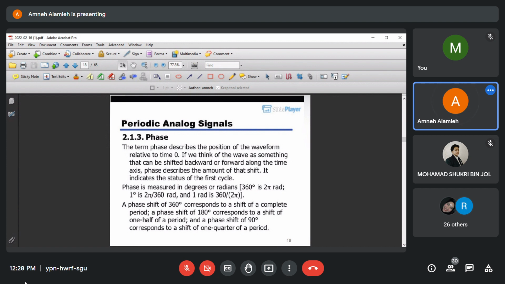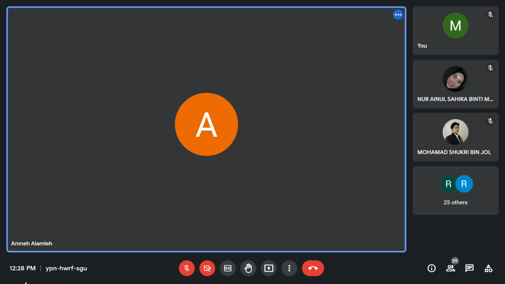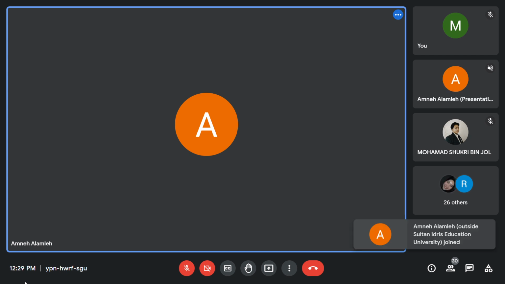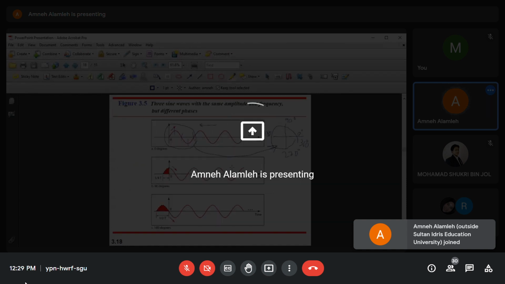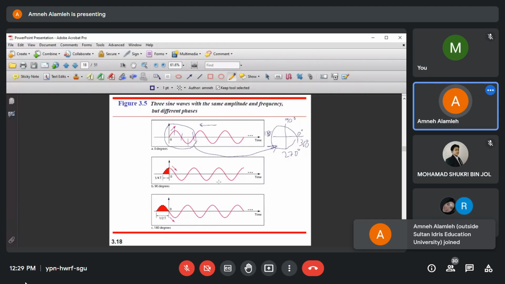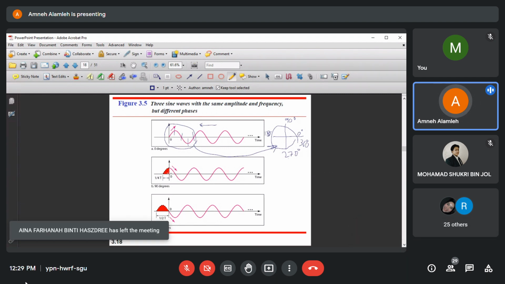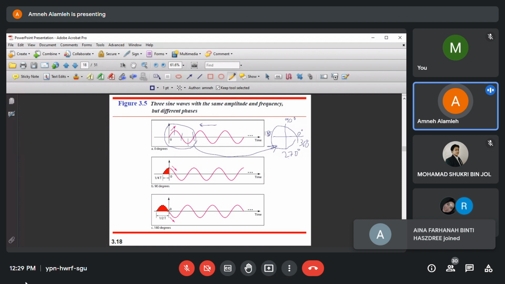You can take a screenshot of this slide. So now this is clear, right? This shift corresponds to 1/4 of the time with 90 degrees. This shift corresponds to 180 degrees, a half-period shift.